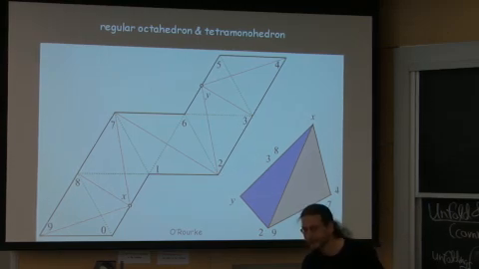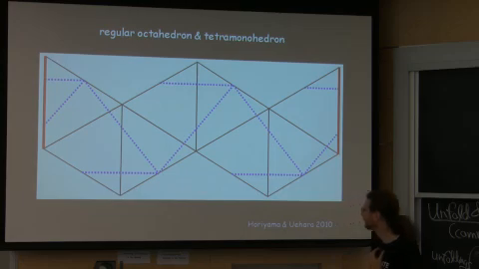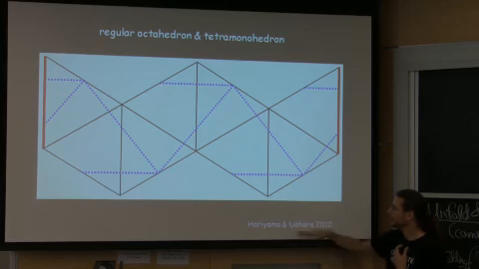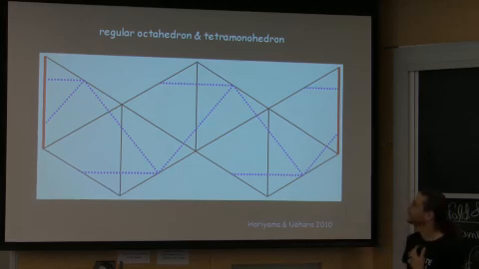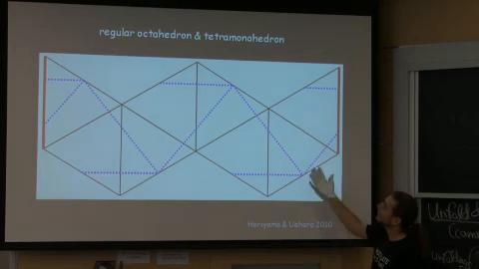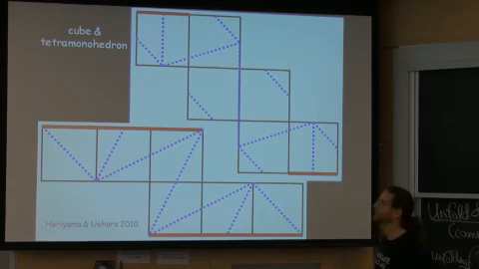But it recently, just this year, inspired a whole bunch of examples by these guys. I just saw the talk last week in China. That's where I was traveling. It was a geometry conference. And Horiyama and Uehara talked about a bunch of different common unfoldings. This is, again, of a regular octahedron and a tetramonohedron, but a different example. But they kept going. Said, all right, let's do all the Platonic solids.